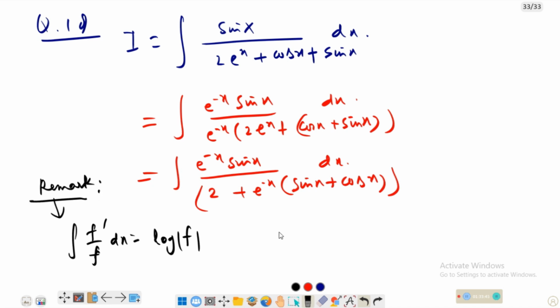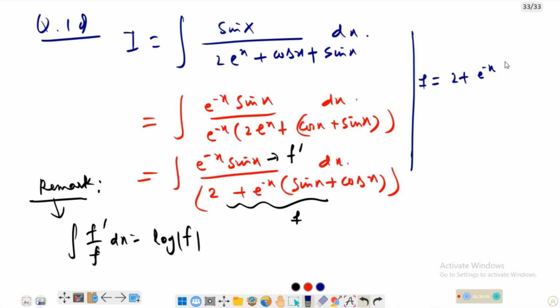Okay, so if we say this is our f, then this is verified, this is f dash. So let's verify. If we take f is equal to 2 plus e to the power minus x sin x plus cos x, okay, so f dash is equal to e to the power minus x sin x plus cos x.